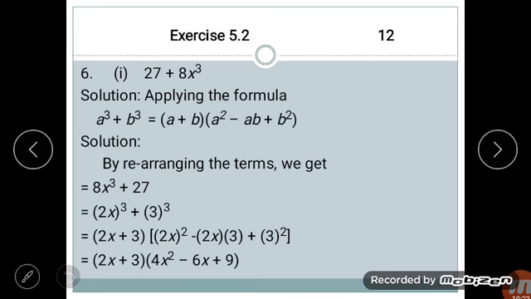Okay, here now we have question number 6, and the first part. We can see in this question 2 terms here, and both the terms can be written in cube form. As we can say that the cube root of 27 is 3, 3 when multiplied 3 times will give you 27. And if we just see 8, the cube root of 8 is 2, 2 raised to the power 3.